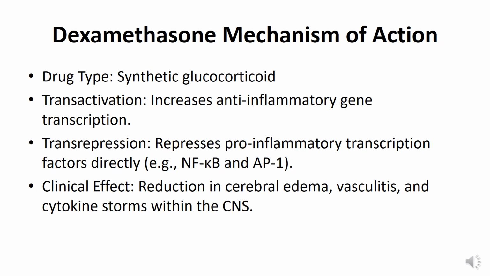Now let's discuss dexamethasone, one of the most important adjunctive therapies used in central nervous system tuberculosis. Unlike the anti-TB drugs we have discussed so far, dexamethasone does not directly kill Mycobacterium tuberculosis. Instead, its primary role is to control the harmful inflammatory response that develops within the central nervous system.